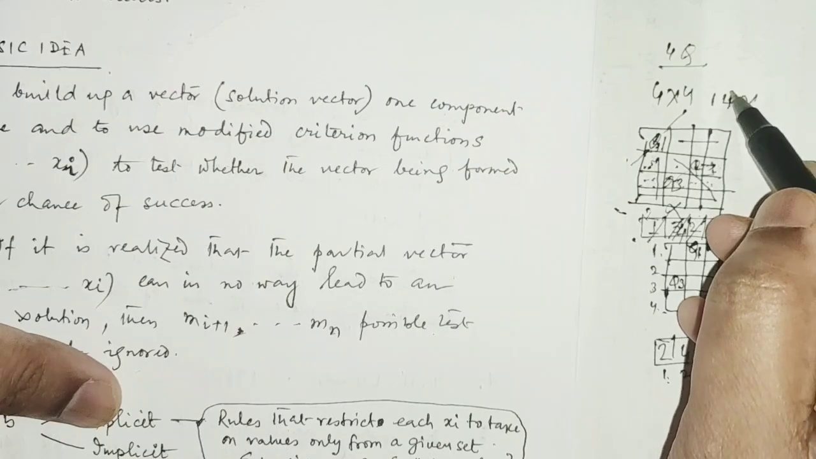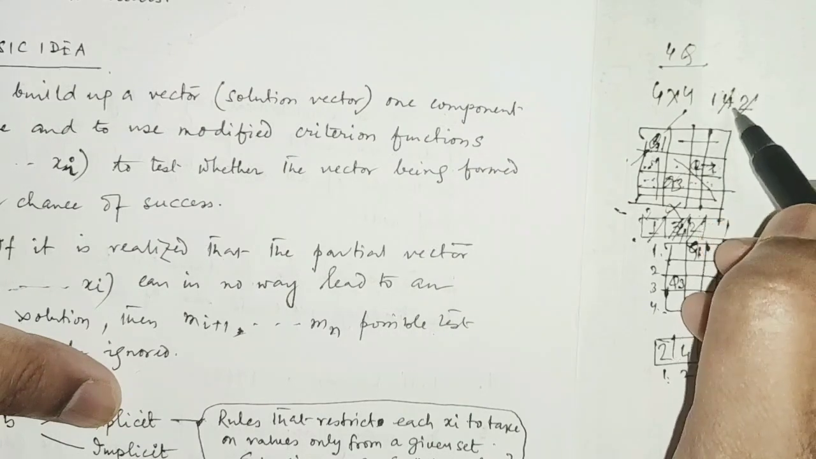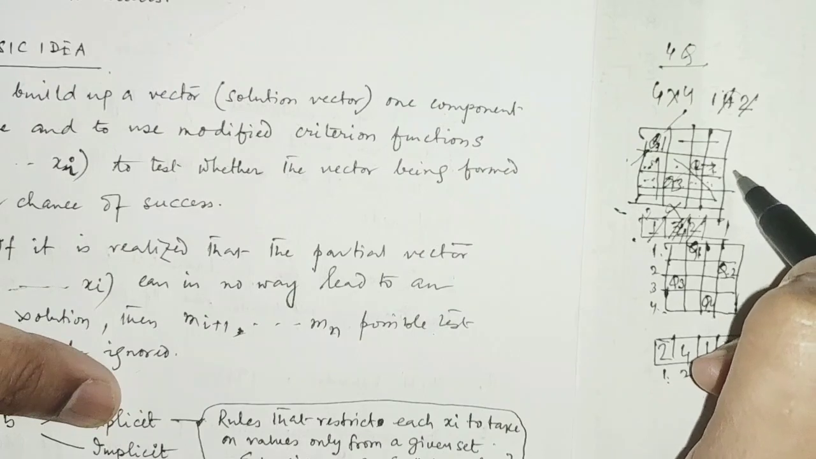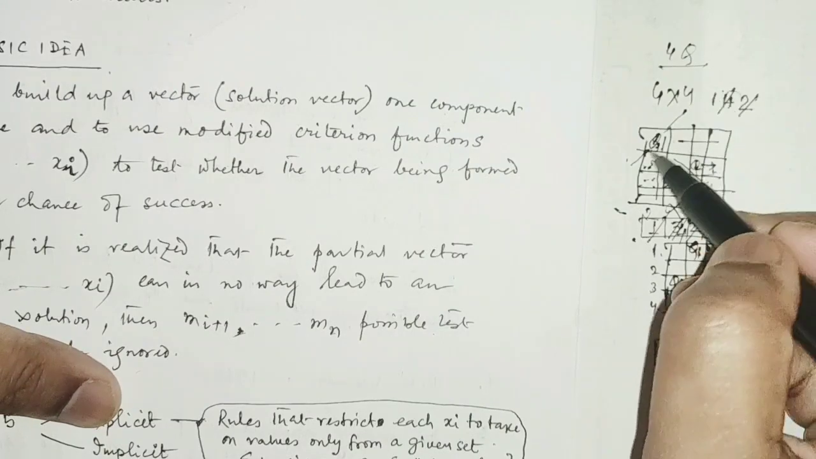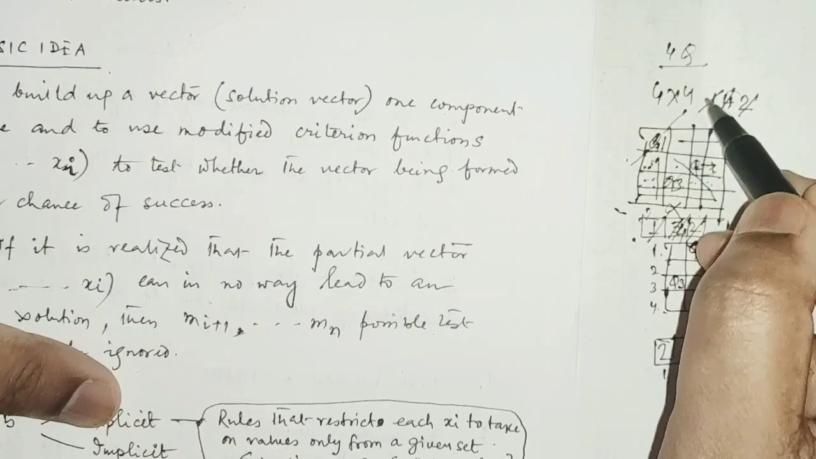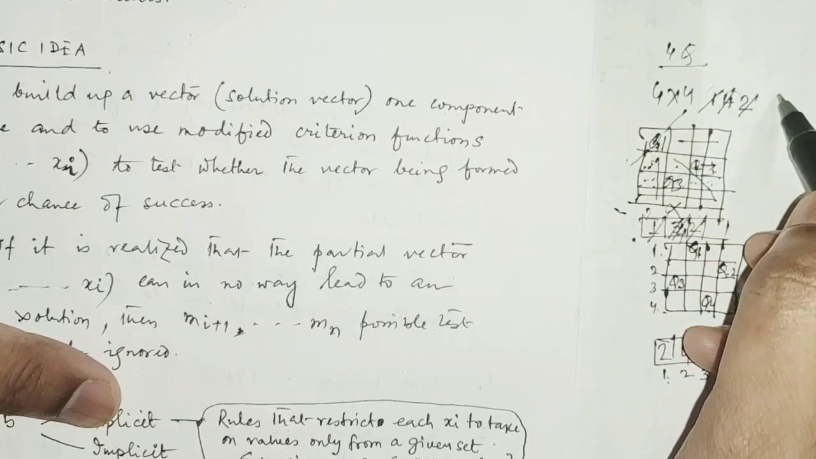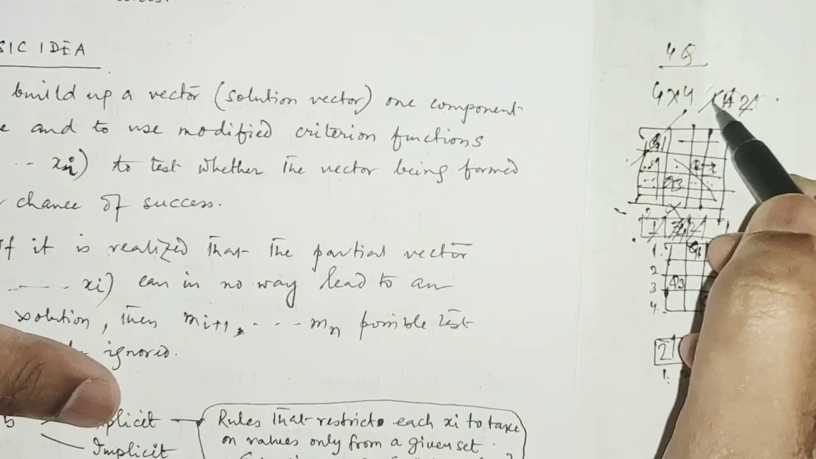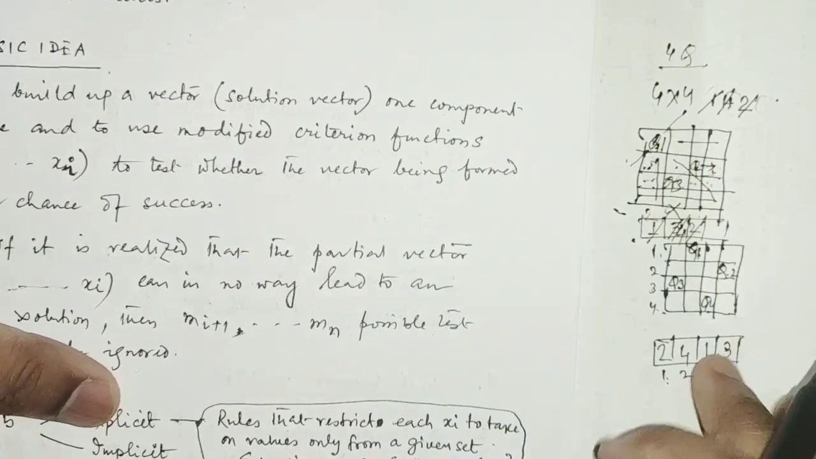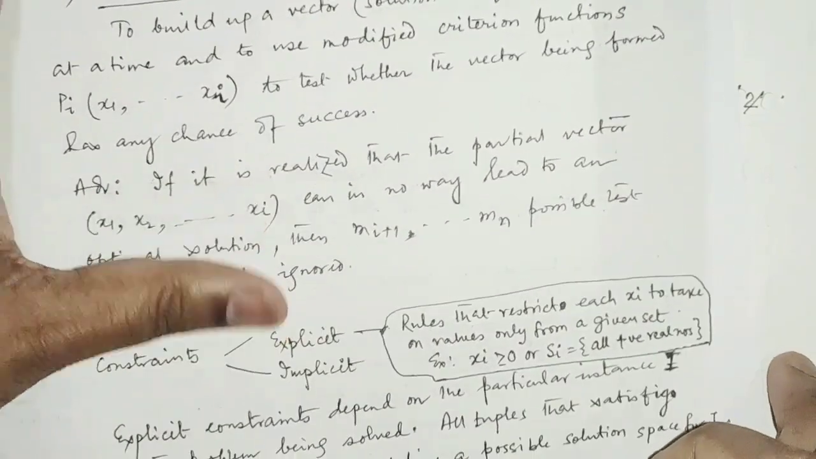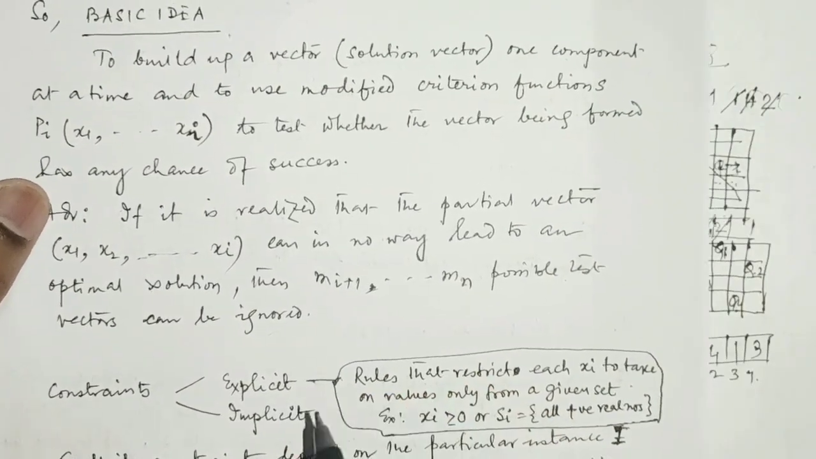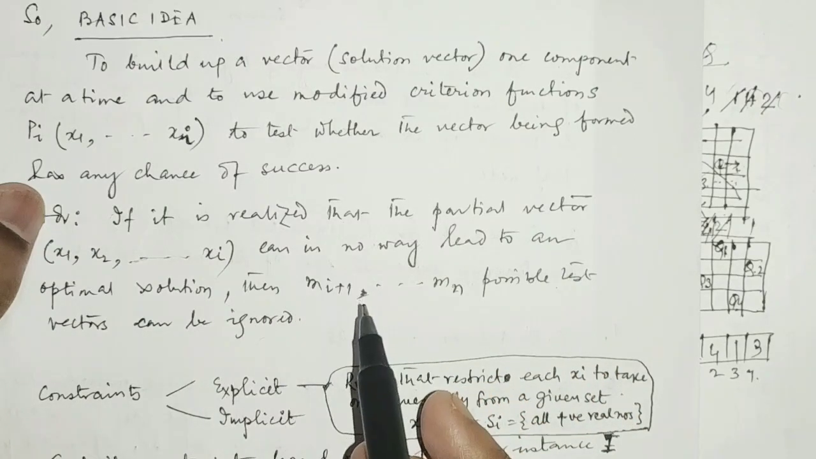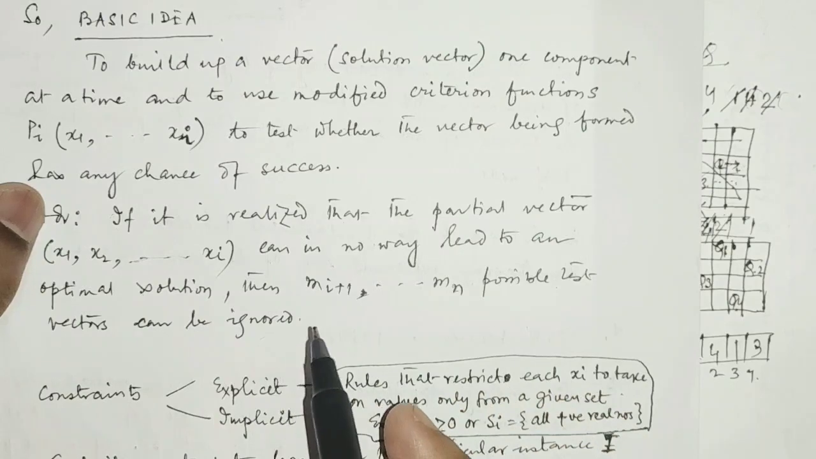So this position is wrong. Because it is a 4x4 chessboard, we don't have other room to accommodate queen 2. So this is wrong. So initially you have to go back to the original solution, and change its position. So the entire part is lost. So why should we go for further trials for queen 4? No option. So we have to cancel it. Okay. Similarly, finally we can form it like this. So if it is realized that the partial vector can in no way lead to an optimal solution, then mi plus 1 up to mn possible test vectors can be ignored.